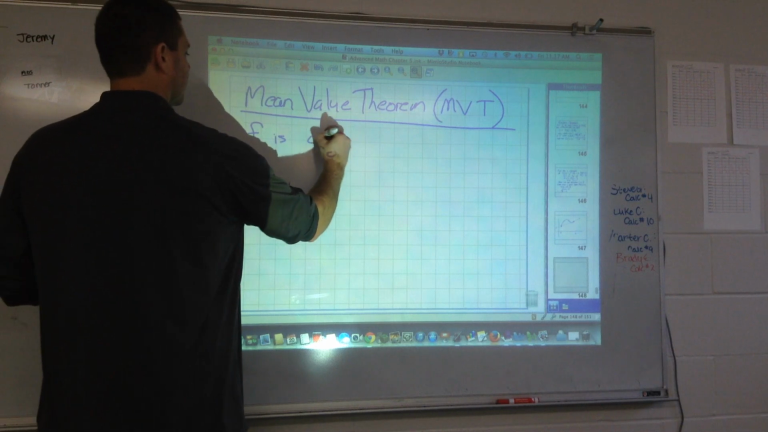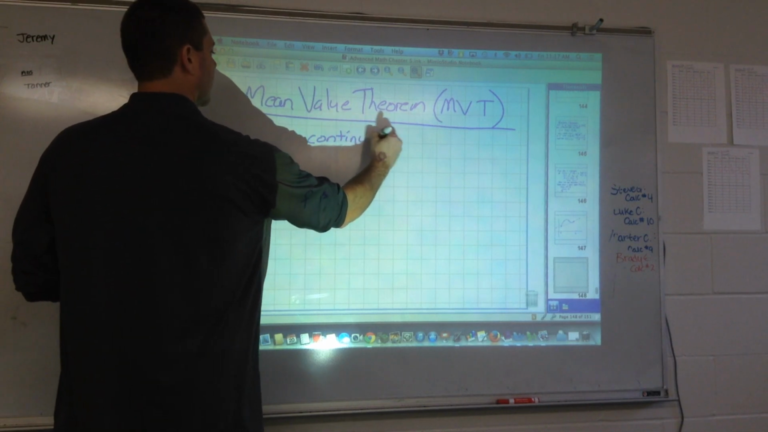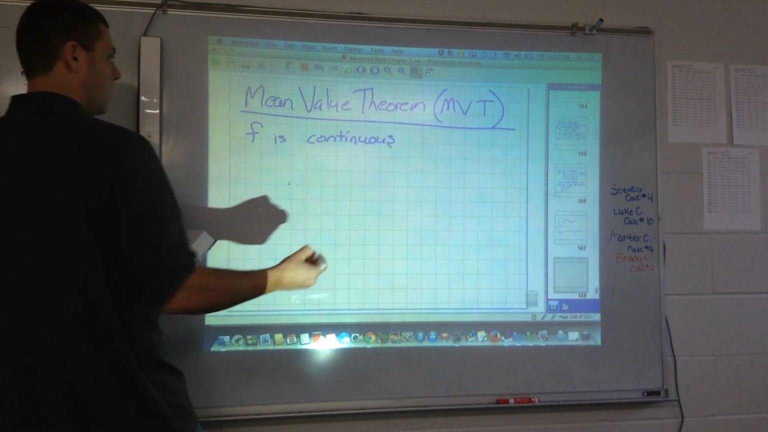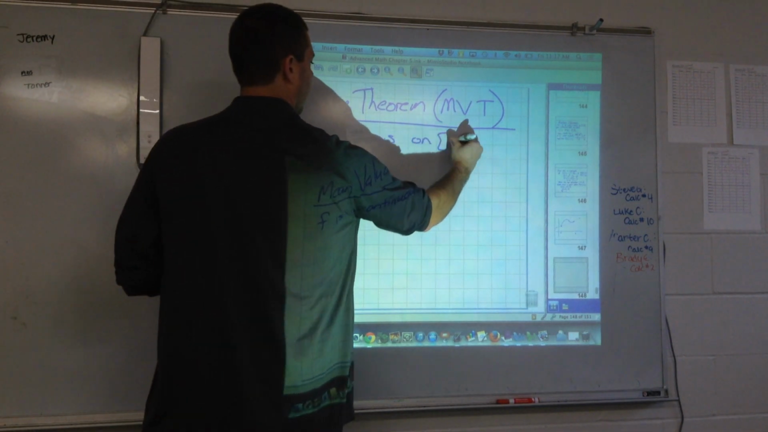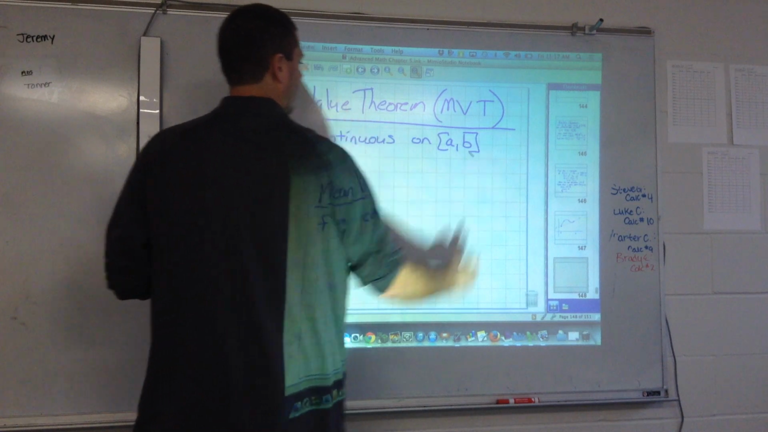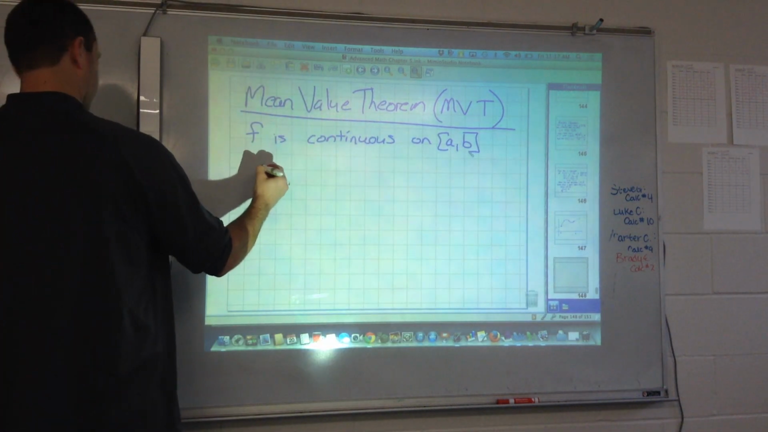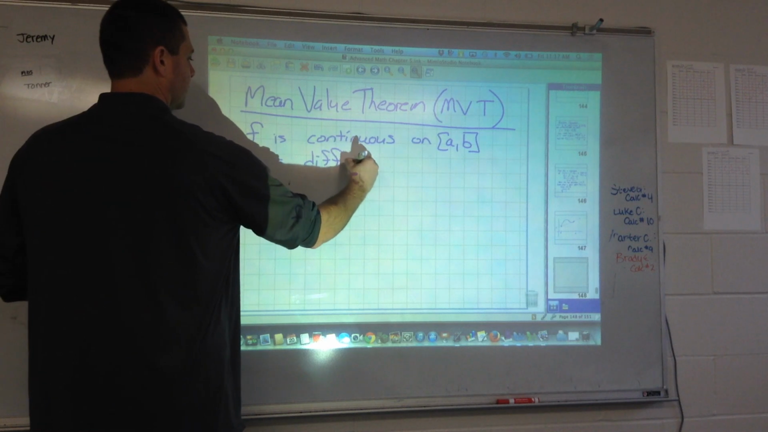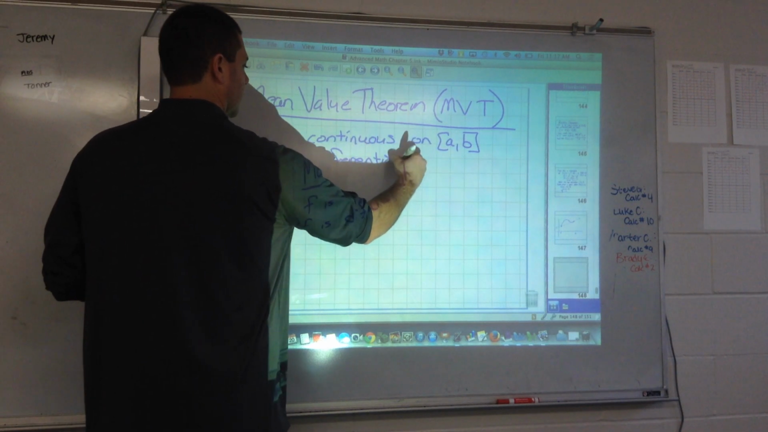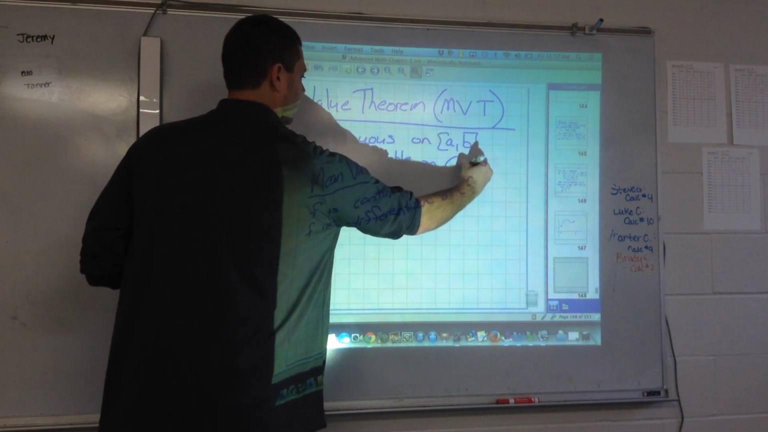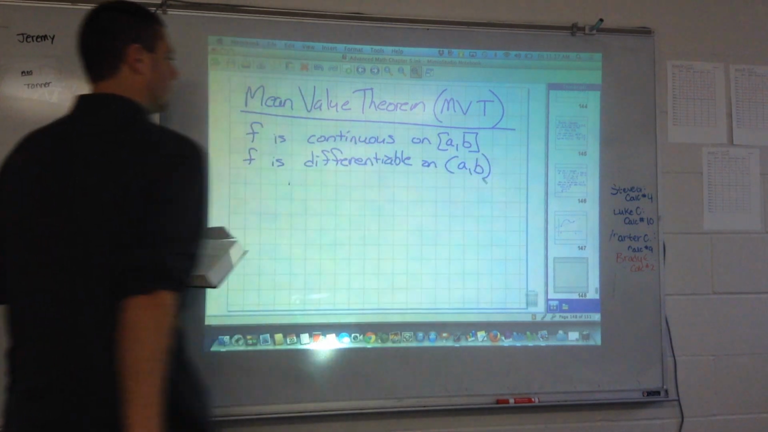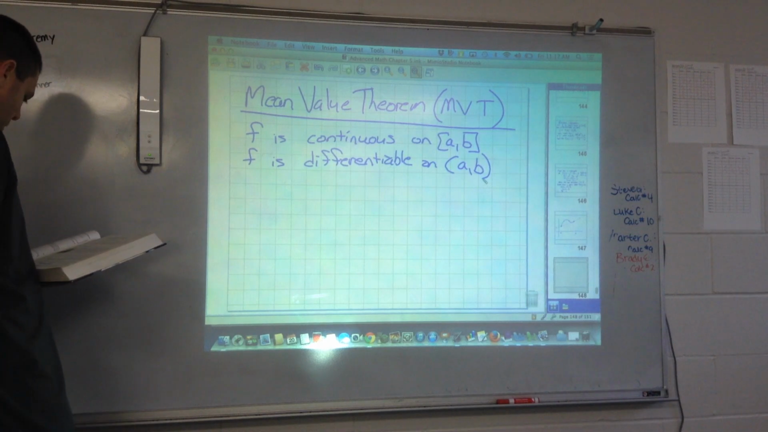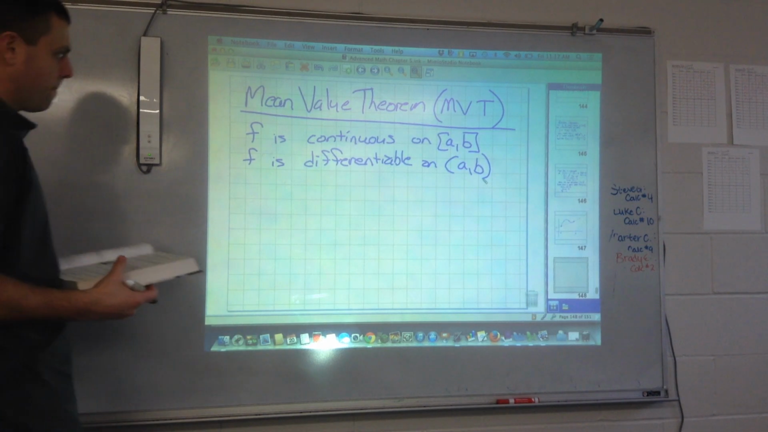F is continuous. Mean value theorem. You gotta know it's continuous, otherwise the exact point that you're looking for might possibly not exist. It is differentiable on the open interval. It's gotta be continuous on the closed interval, differentiable on the open interval.